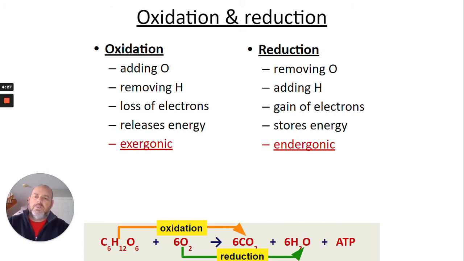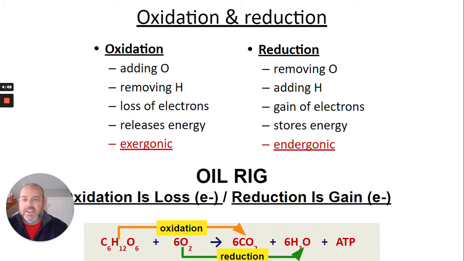So here's also another little table that may help you with oxidation and reduction and how to know what's being oxidized and what's being reduced. If you're being oxidized, that's adding oxygen, removing hydrogen, loss of electrons, releases energy, and exergonic. And then over there on the reduction side, removing oxygen, adding hydrogen, gaining electrons, storing energy, and that is endergonic.